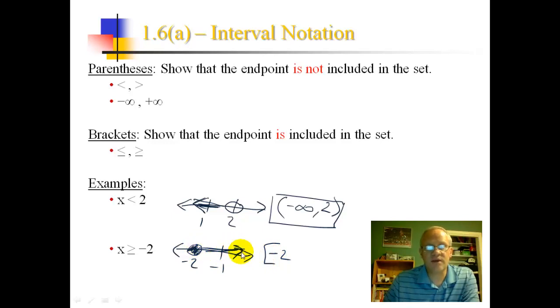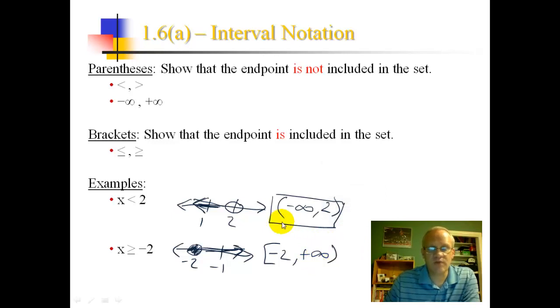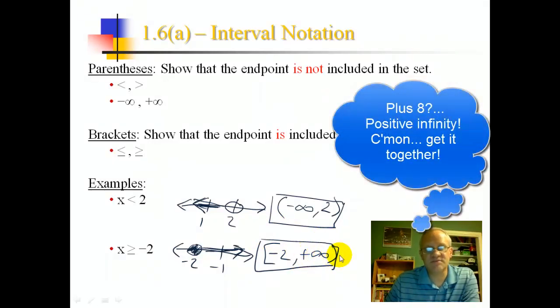On the right, the arrow keeps going and going. That's infinity, and whenever we have infinity, whether it's positive or negative, we use a parentheses. And so we would write our answer that would look like that in interval notation. So we've got the bracket, -2, comma, positive infinity, and then parentheses on the end of that.